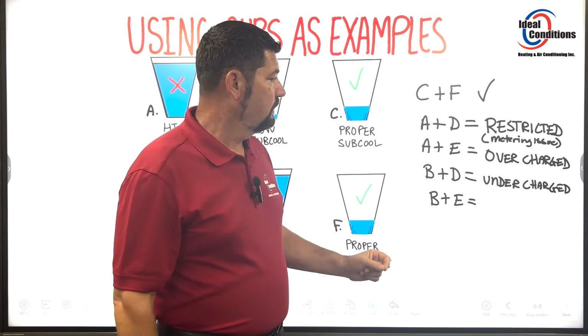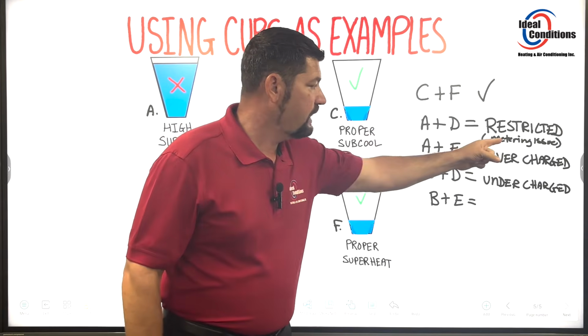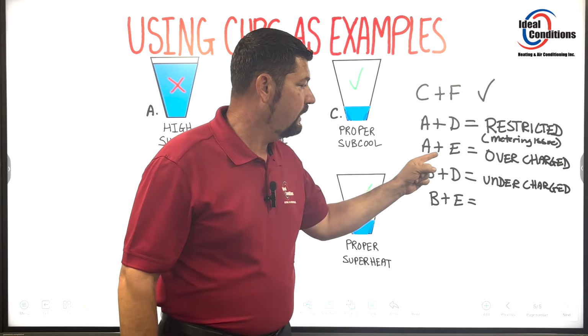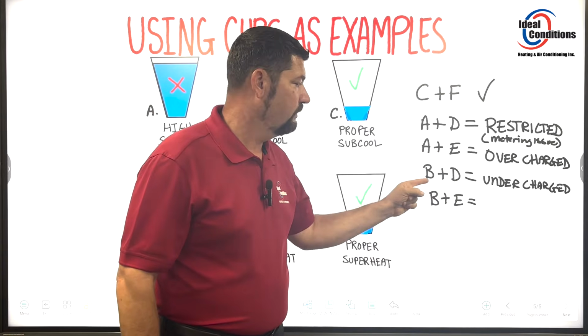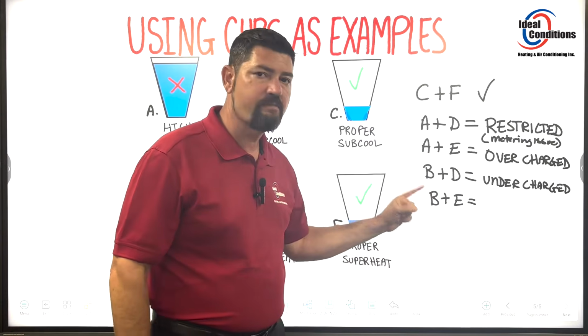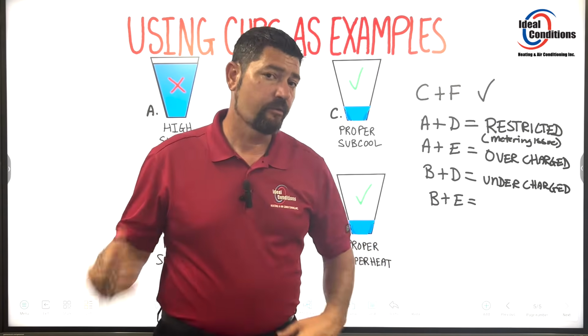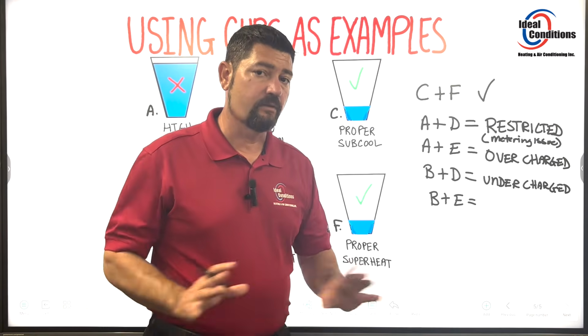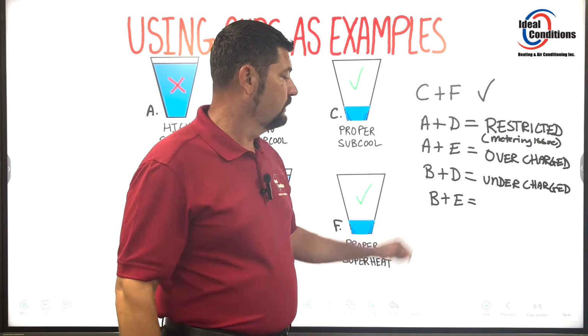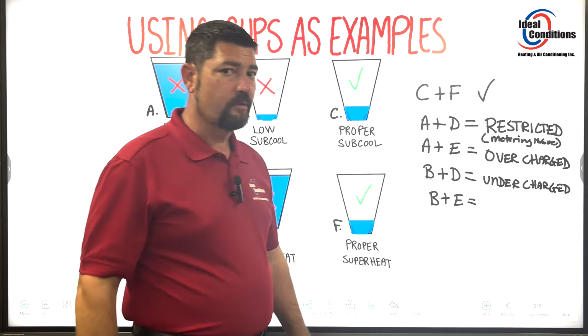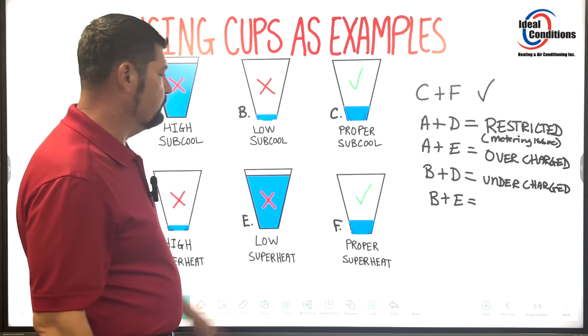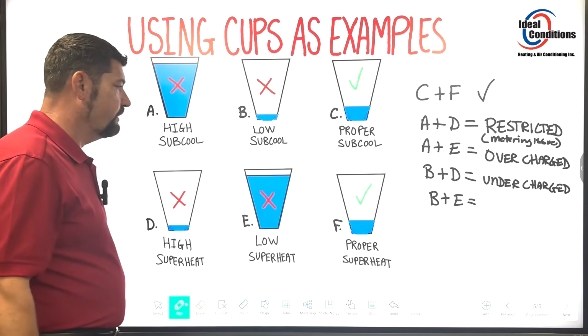All right? Here, fix that problem. Here, take some Freon out. Here, add some Freon. But here, I might have to do 1 or maybe 2, maybe 3 or 4 things to make it right, to get to this. So B and E, that's a troublemaker. Watch out for that combination.